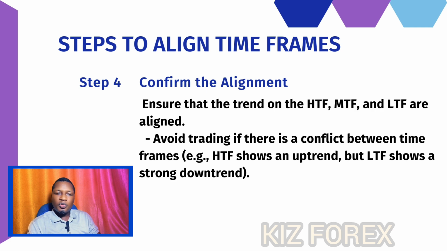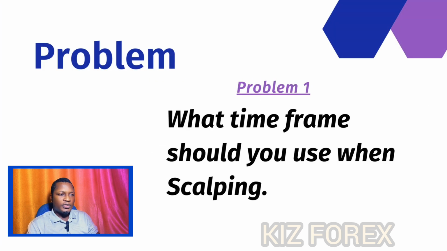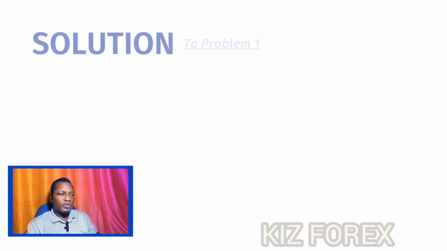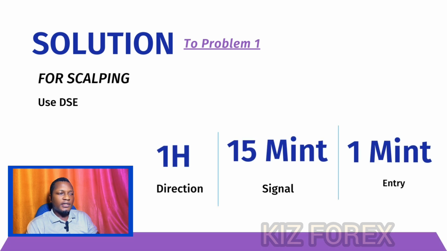Problem number one. What time frame should you use if you're trading as a scalper? If you're trading as a scalper, the best time frame that you should use is the 1 hour time frame, which should be your directional time frame. Then the 15 minutes time frame should be your signal time frame, and the 1 minute time frame should be your entry and exit time frame.